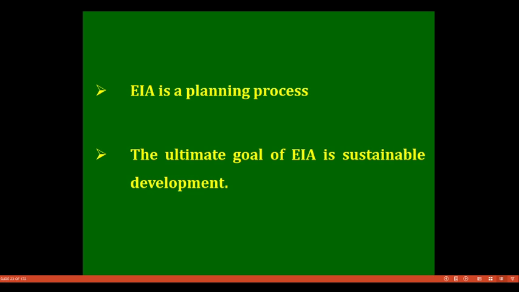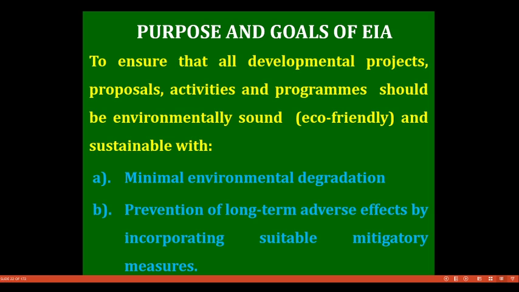What do you mean by sustainable? We have heard about sustainable development. It is the development that meets the needs of today's generation without compromising those of future generations. So it's a sustainable way, useful for the present generation as well as for the future generation, without degrading the environment.